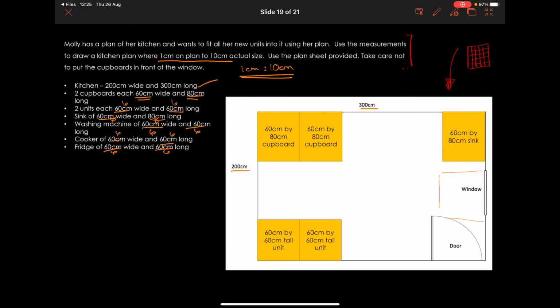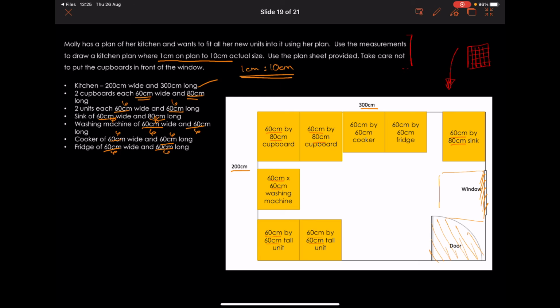So I've got my 60 by 60 centimetre ones here, my 60 by 80 centimetre ones here, my sink over here, my washing machine here, and my cooker in there, and then my fridge. Nothing is in front of the window, and nothing is blocking the door. And you've put in all of the units in your kitchen. The washing machine may have gone there, depending on which way around the cupboard opens. Okay? All right, so I hope that was useful. Let's have a look at a different type of question now.